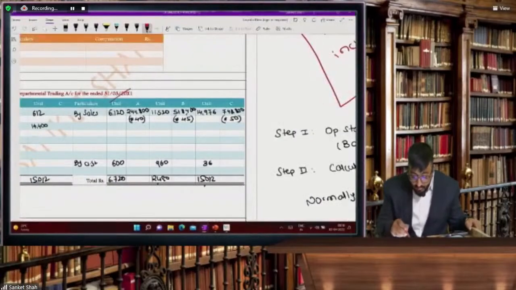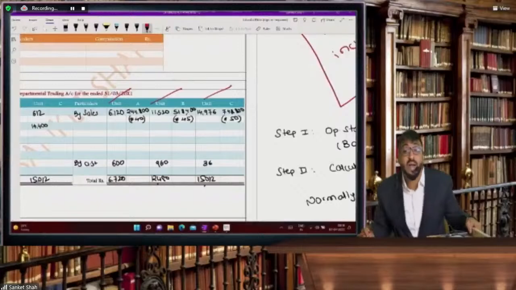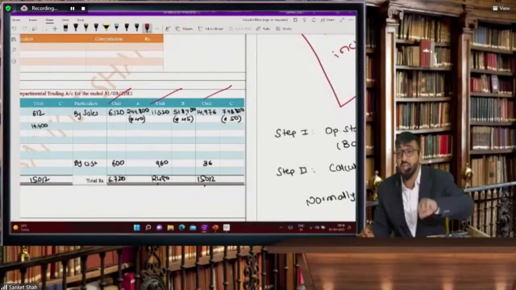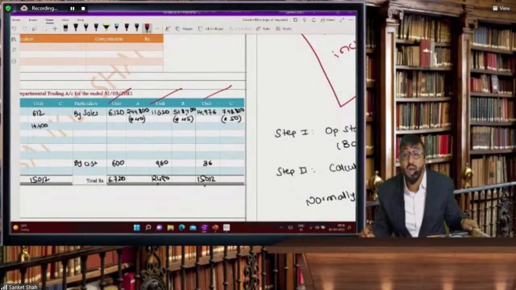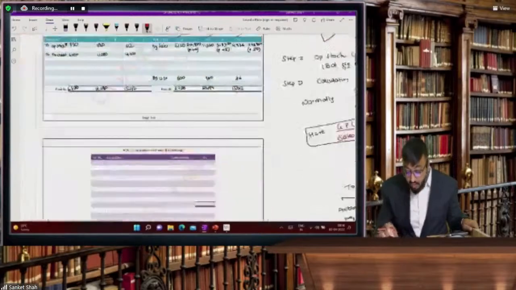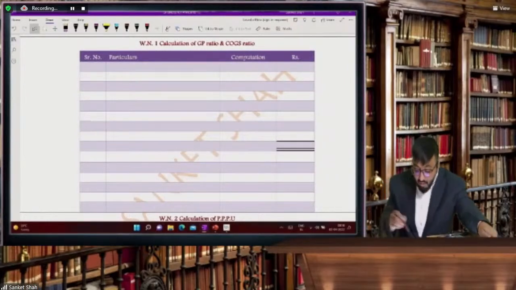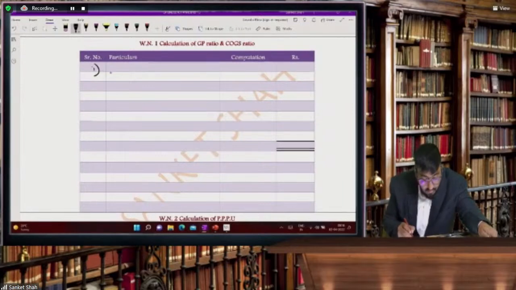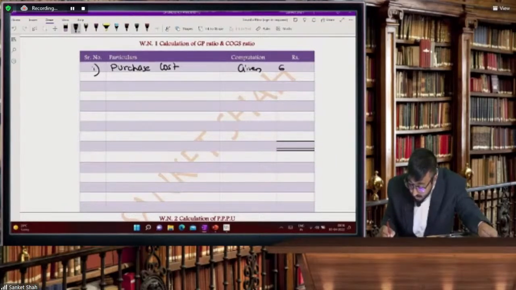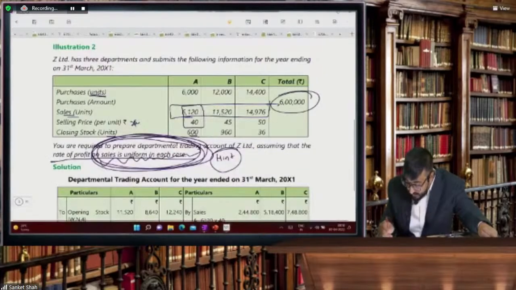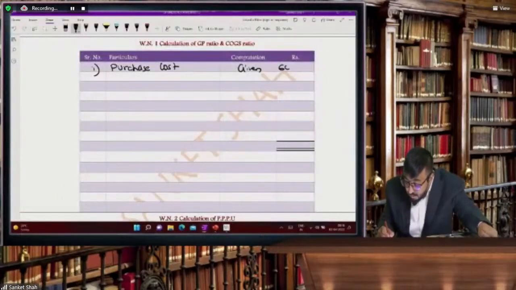6120, beta, 11,520 and 14,976. But in this question, as we do not have COGS, cost of goods sold, if all purchase units are sold, then what is the answer that we are going to write over here? So how to calculate gross profit of units purchased? Yes, purchase cost. Beta, purchase cost is given, na? 6 lakhs is given in the question. So it is a different type of problem.